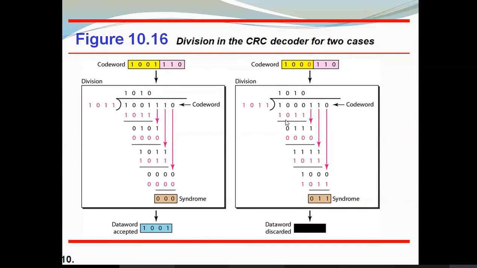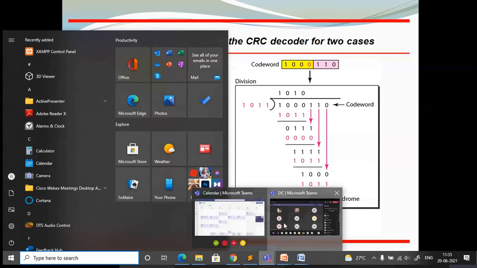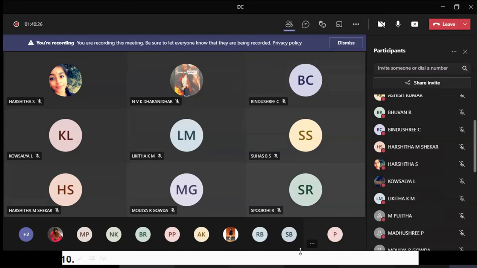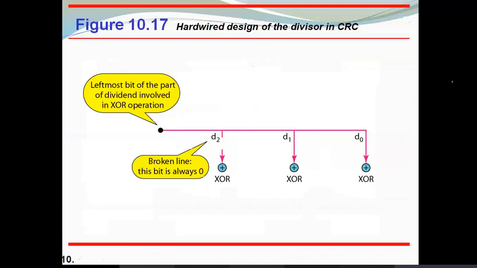I want everyone to... I know I am taking your valuable time, but many of them are not there in the session. Let them use the recorded session to understand it. So over there, everybody understood now? Yes, ma'am. Okay, fine.